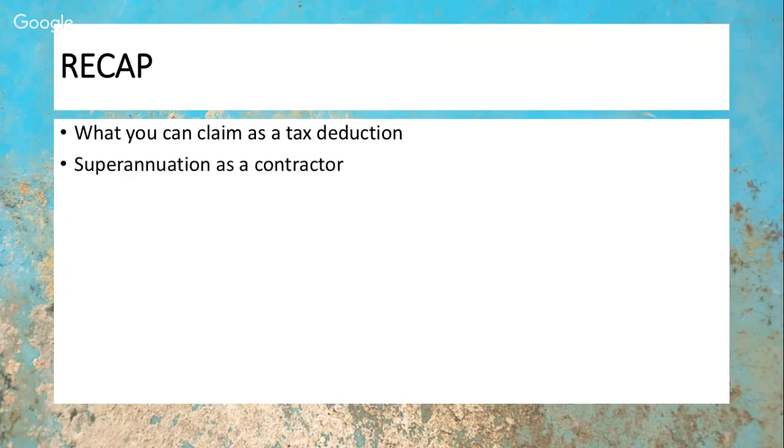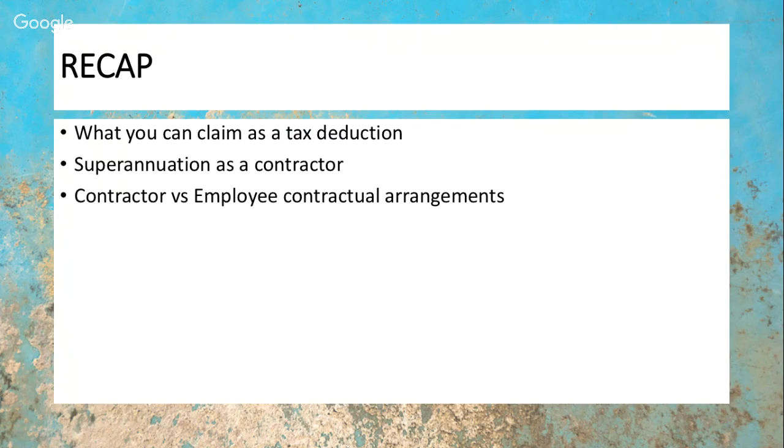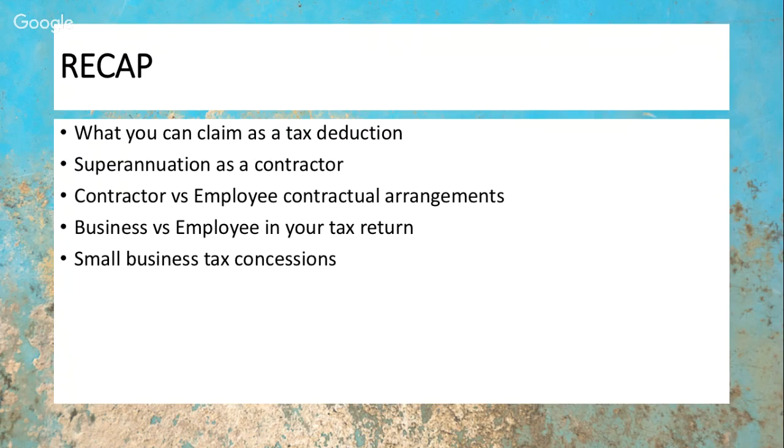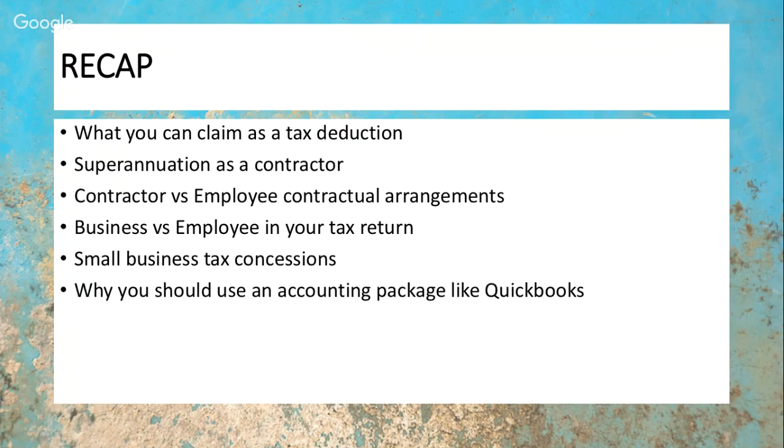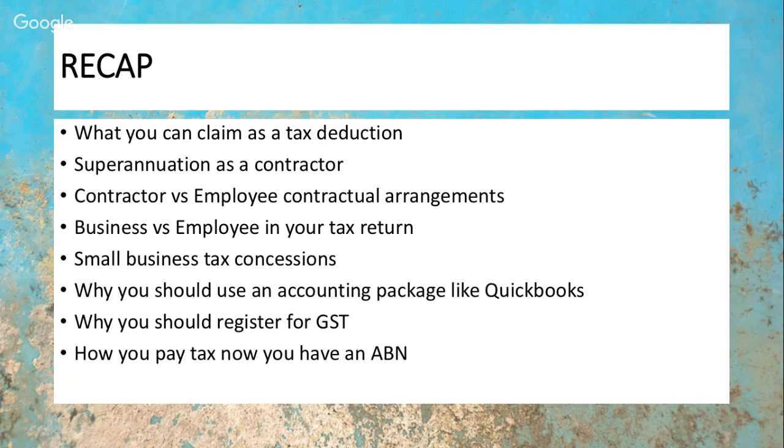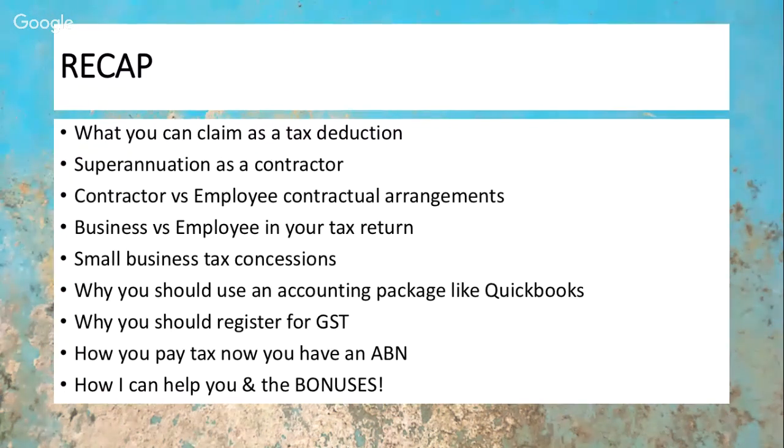So just to recap, some of the things that we went through on the webinar today were what you can claim as a tax deduction, looking at superannuation as a contractor. We went through the contractor versus employee in terms of your contractual arrangements, business versus employee in your tax return. We looked at the small business tax concessions, why you should be using an accounting package like QuickBooks, why you should register for GST, how you pay tax now that you have an ABN, and then we ran through how I can help you and also the bonuses. So that was 10% off your next tax return or piece of tax advice and a 30% lifetime discount on your QuickBooks monthly subscription fee.